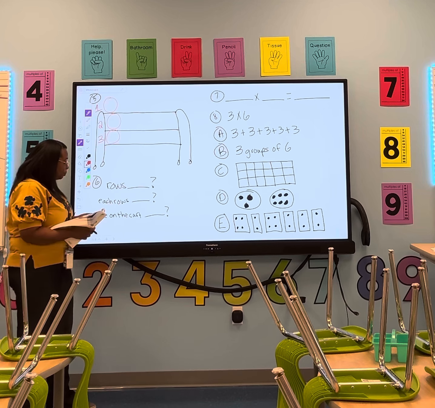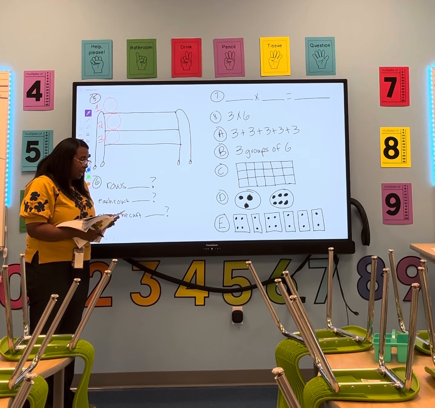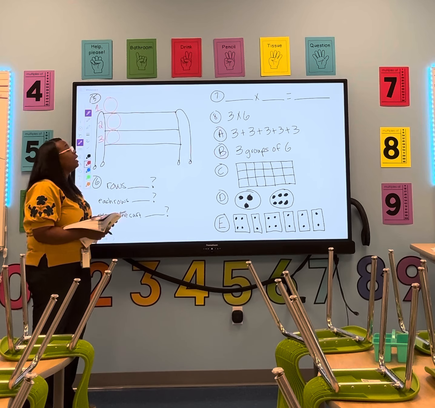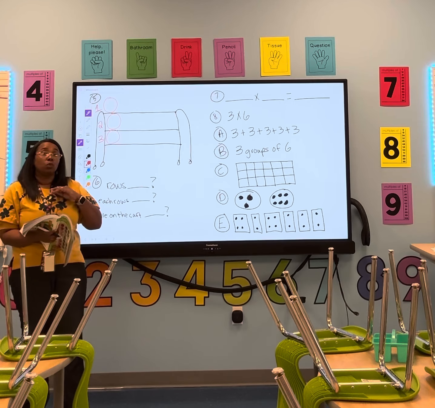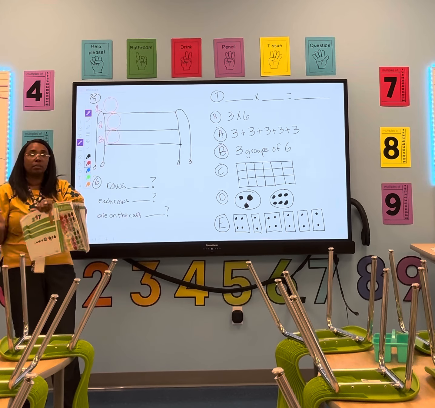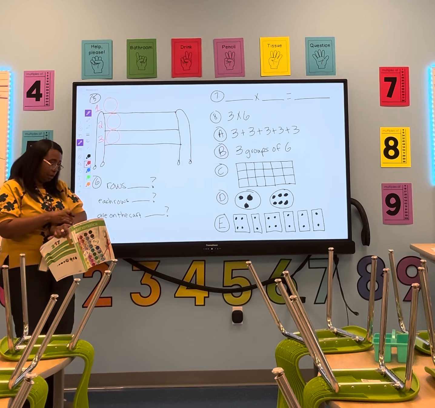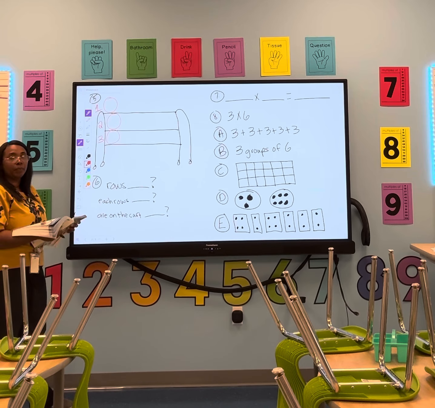It says, draw the rest of the basketballs to create an array. So now we're making an array. When we talk about an array, it's with rows and columns. Rows and columns. So let's go ahead and look at that.